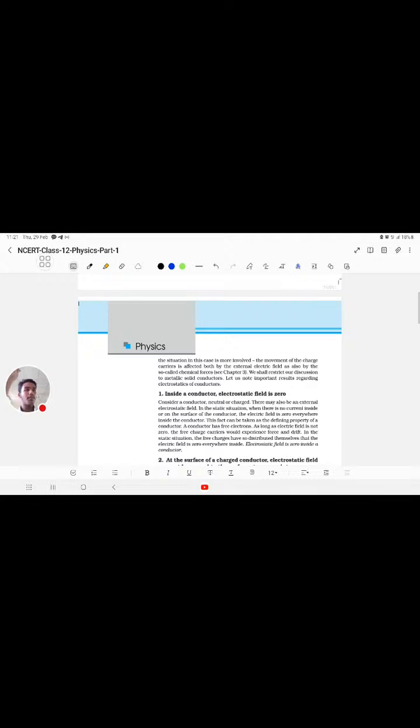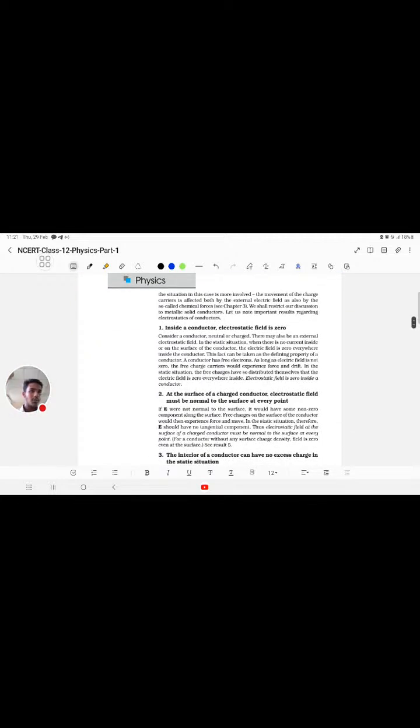Let us note important results regarding electrostatics of conductors. So basically we have certain important results to be noted in case of electrostatics of conductors. First things first, inside a conductor, electrostatic field is 0. Consider a conductor, neutral or charged. There may also be an external electrostatic field.